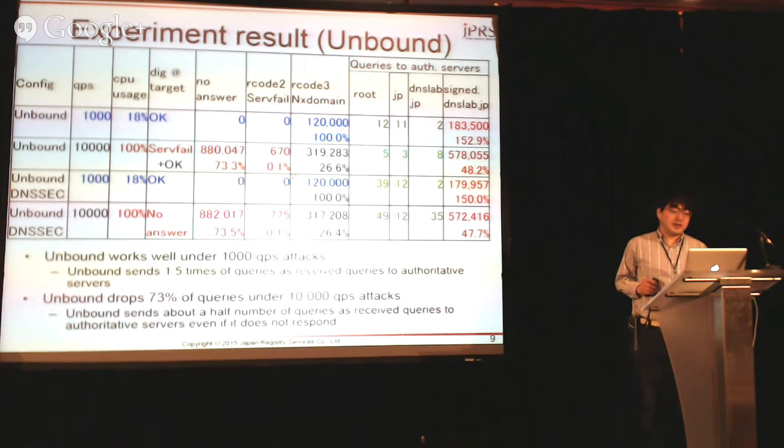This table shows the experimental result for Unbound, Unbound 1.5.2. And Unbound works well under 1,000 query per second attacks. Unbound sends 1.5 times the received queries to authoritative servers. It is larger than BIND9. And Unbound drops 73% of queries under 10,000 query per second attacks. Unbound sends about half the number of received queries to authoritative servers, even if it drops, it doesn't respond.